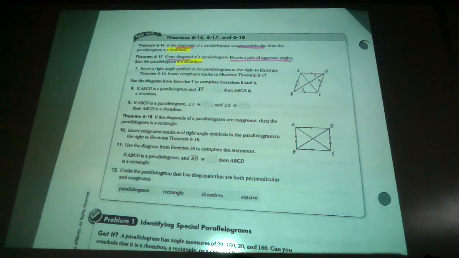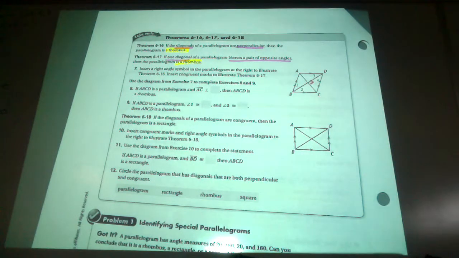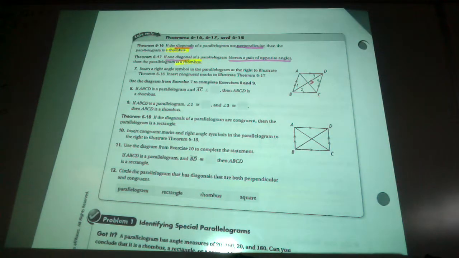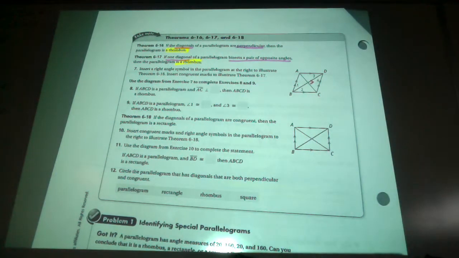So number 7 says, insert a right angle symbol in the parallelogram to the right to illustrate theorem 616. Immediately, whenever I'm told I have a rhombus, you've got to make that connection. It's the easiest one to miss, that those diagonals are perpendicular. And it creates these lovely 4 little right triangles in there.